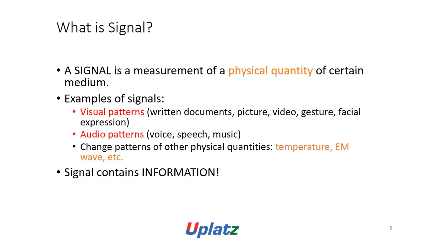What is a signal? A signal is a measurement of the physical quantity of a certain medium. Examples of signals: spatial patterns, written documents, pictures, videos, gestures, facial expressions, audio patterns, voice, speech, music, and change patterns of other physical quantities such as temperature, EMG, etc. Signal contains information.